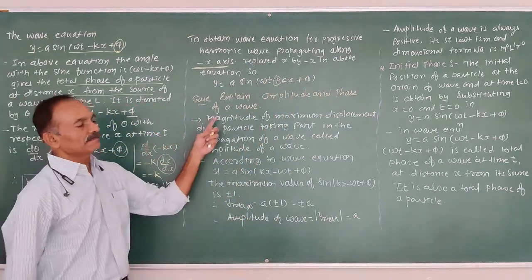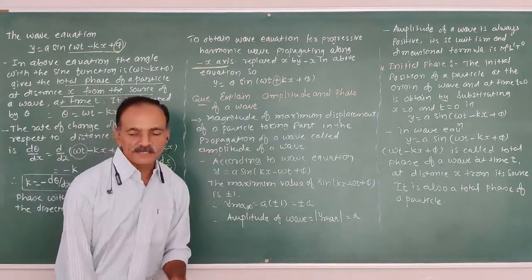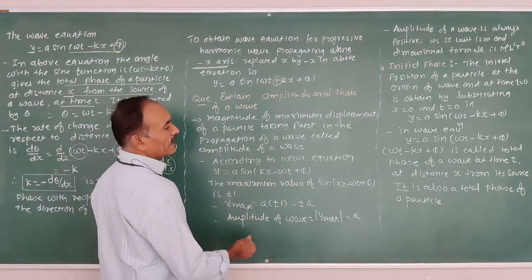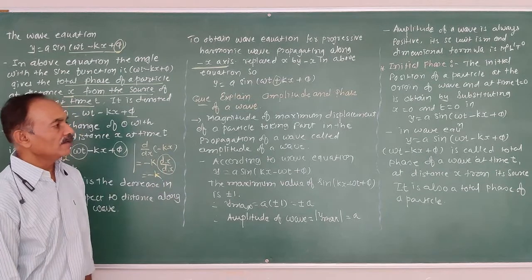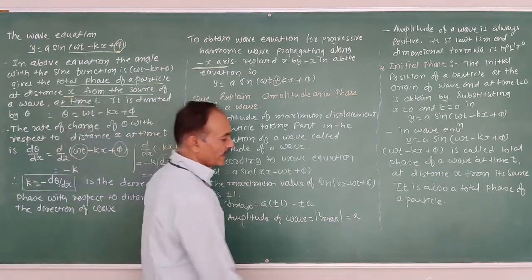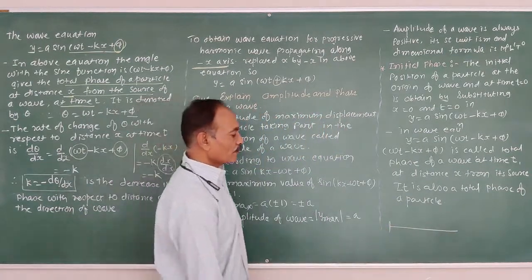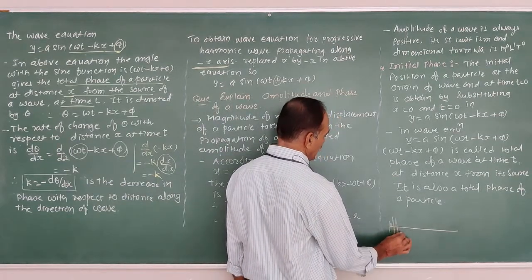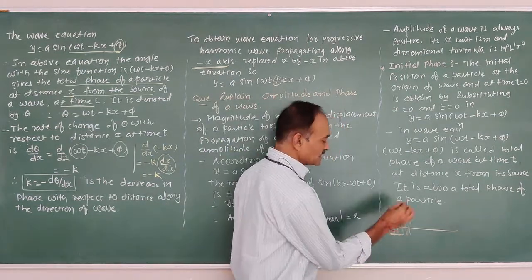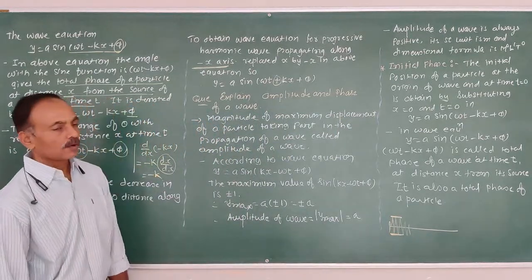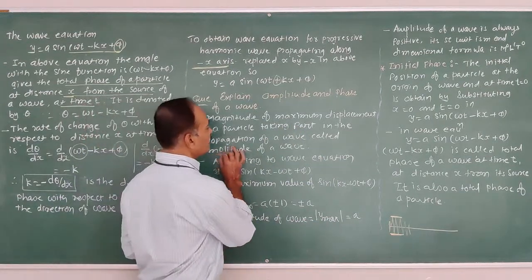Now, the magnitude of maximum displacement of a particle taking part in the propagation of a wave is known as the amplitude of a wave. Already we know that as the disturbance enters the medium, according to the distance, the particles of the medium oscillate about their mean position. What is the magnitude of maximum displacement? Maximum displacement of the particle taking part in the propagation of a wave, that is known as the amplitude of a wave.